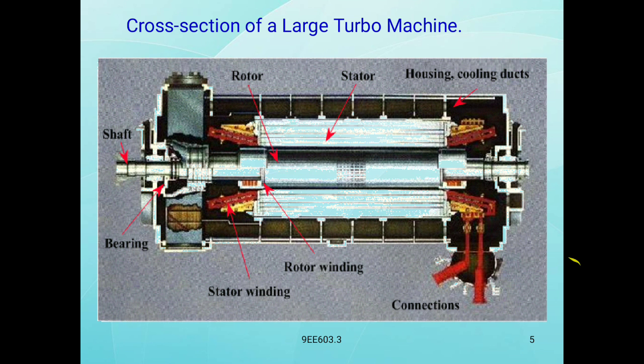The next one is the stator, and in its slots we have the stator winding. In the rotor slots we have the rotor windings. The housing is made of the yoke, and there are cooling ducts for ventilation cooling purposes, and connecting wires for the connections. This is the cross section of a large turbo machine.